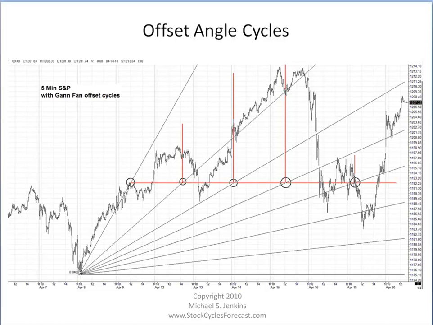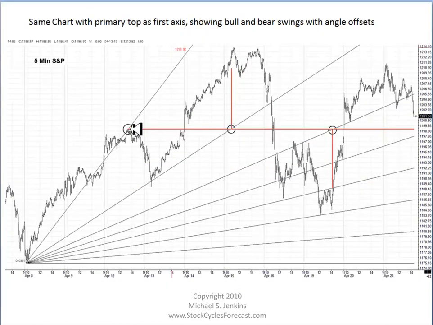So if we now modify our angle, instead of using this incorrect top, do it with the correct top, it would look something like this. And now we've moved our first angle over to here, and we see it works perfectly. The first correction goes down to our angle, but we're still in the bull market. The bull market continues until it intersects the top with the next angle. Then we start a bear market.